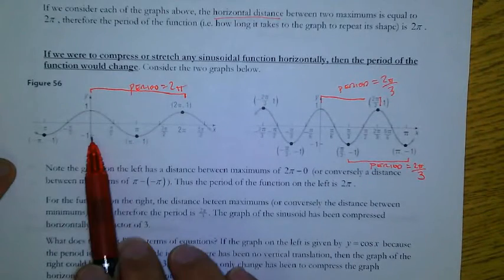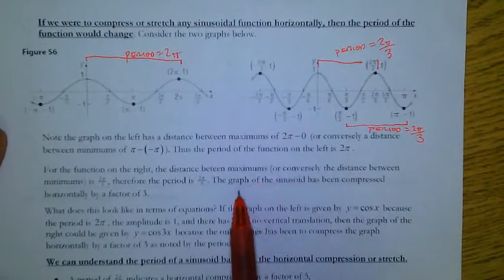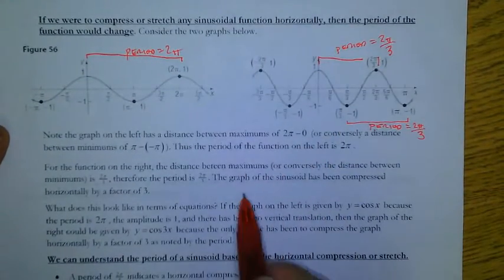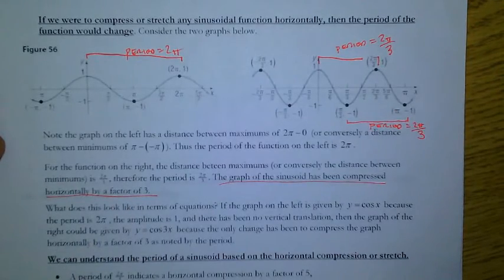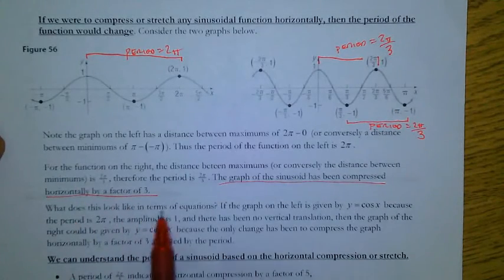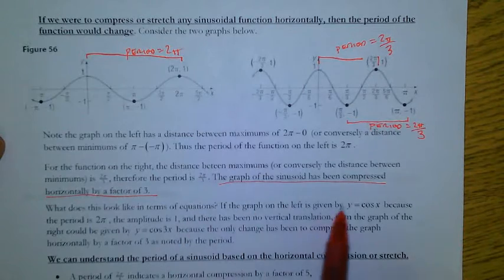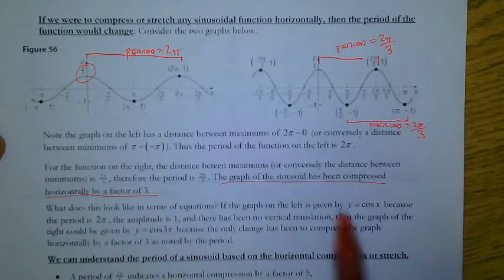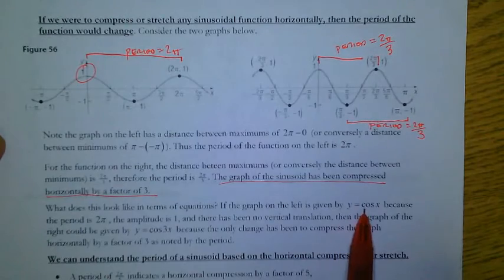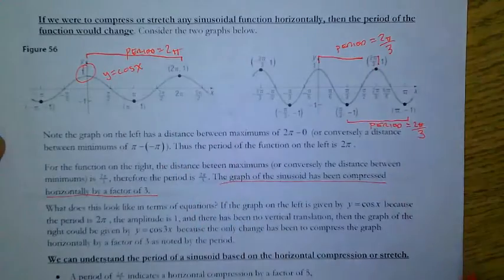So on the left, period of 2 pi. On the right, period of 2 pi over 3. So the graph on the right is a sinusoid that has been compressed horizontally by a factor of 3. What does this look like in terms of equations? Well, if the graph on the left starts at a max, it's y equals cosine of x.